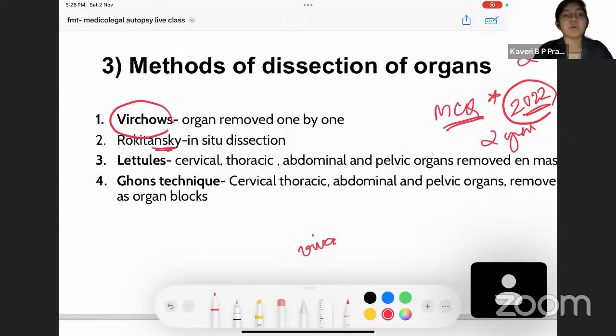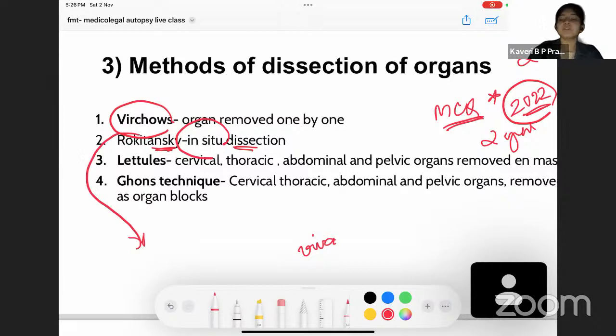Next, we have Rokitansky. What is Rokitansky? It is done for in situ dissection. What do you understand by in situ dissection? That is, as we saw initially, you make the incision, basically an I-shaped incision is made. You reflect the skin and the muscle, after which everything is done inside only. You do everything inside, in situ.